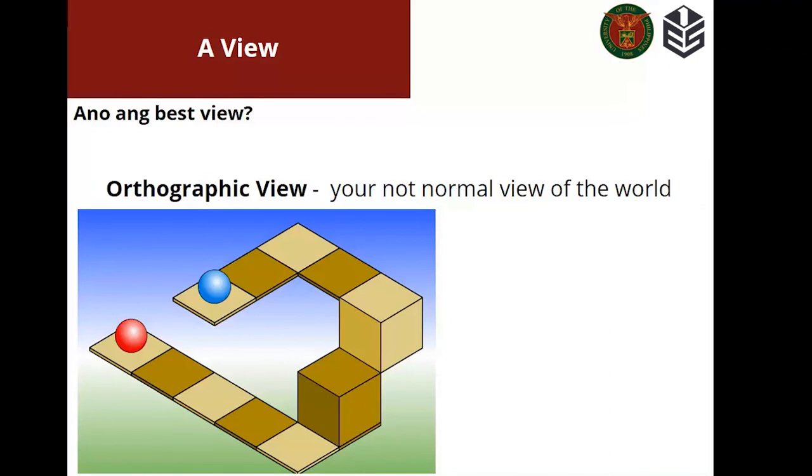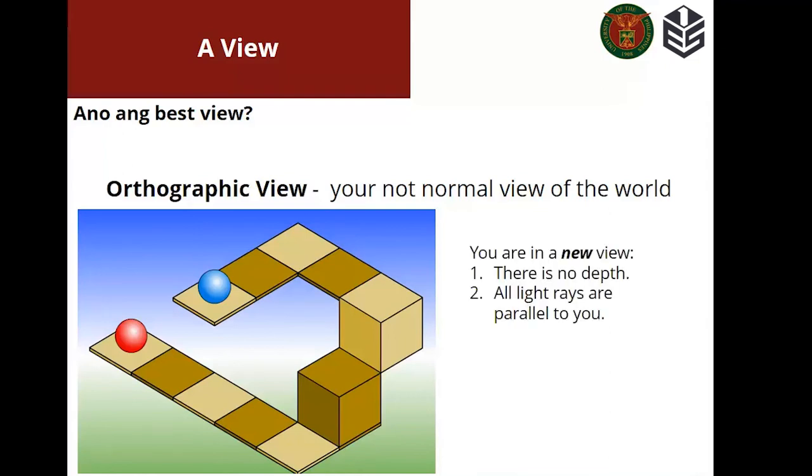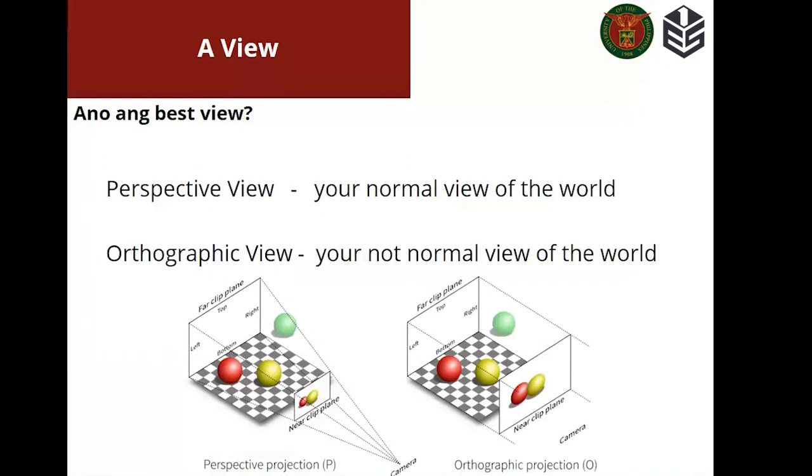Because we want to maintain that actual dimension, the depth of our view, which is common in our perspective view, actually vanishes. Okay? So all of the light rays are parallel to you, compared to the perspective view. So this is the main difference between our perspective view and our orthographic view. And we will be using the orthographic projection in all of our engineering drawing in ES1.